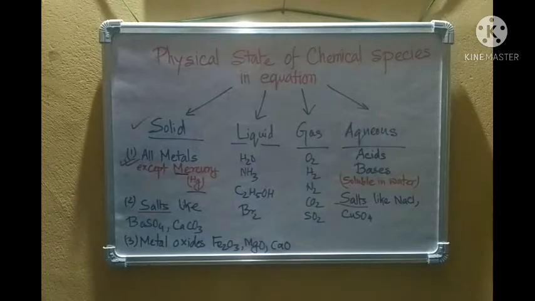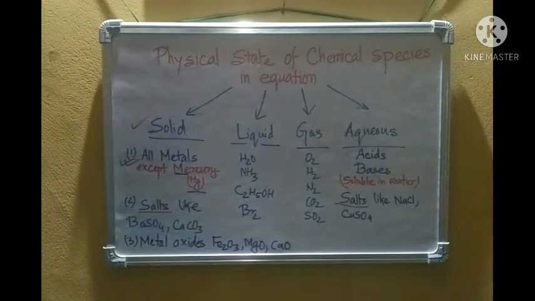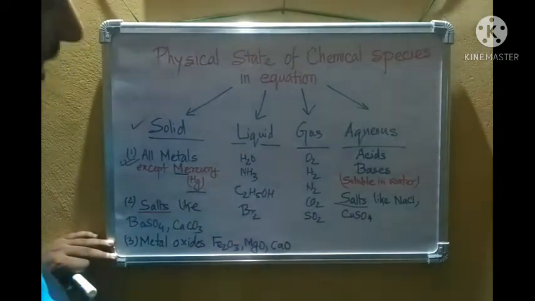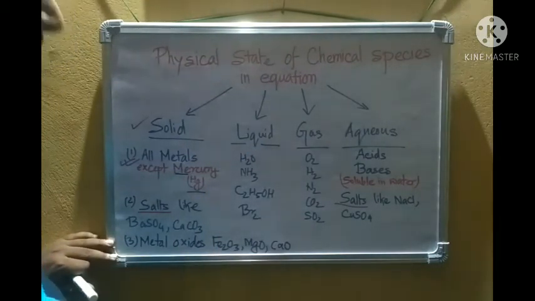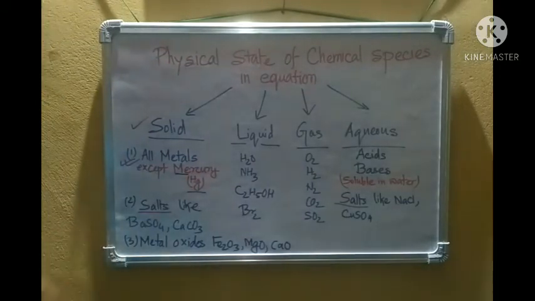Now liquid. It is quite simple: generally liquids are water, ammonia, ethanol, and bromine. Bromine is the only non-metal that exists as a liquid. All these chemical compounds generally exist as liquid. And gases we all know: oxygen, hydrogen, nitrogen, carbon dioxide, sulfur dioxide. All these exist as gas.